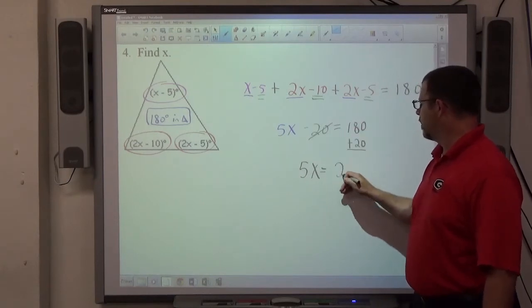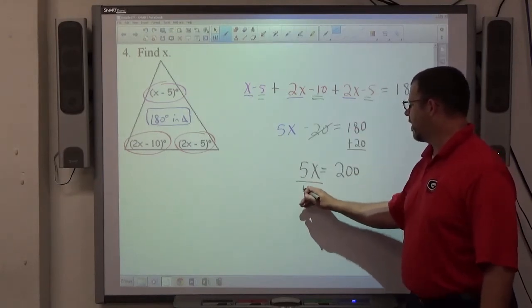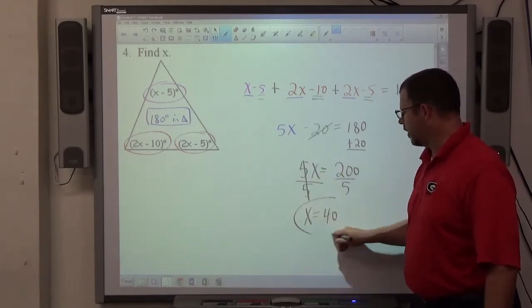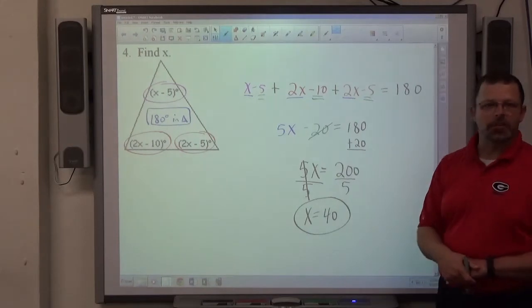180 plus 20 is 200. Divide both sides by 5 to get rid of the coefficient. End up with the x value of 40. The test is going to ask for x, so that's it.